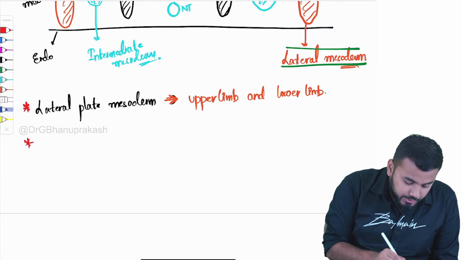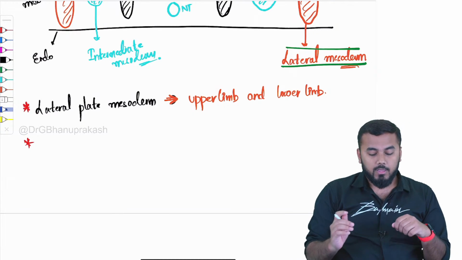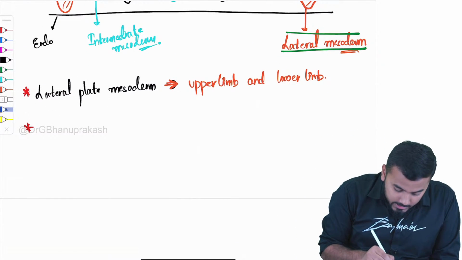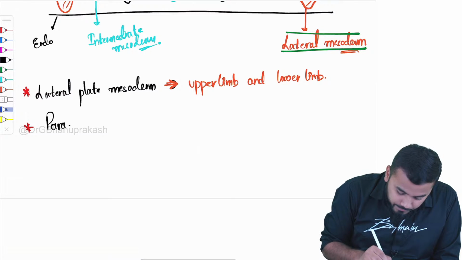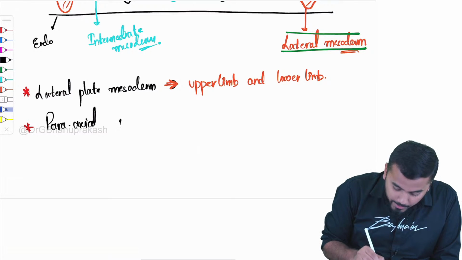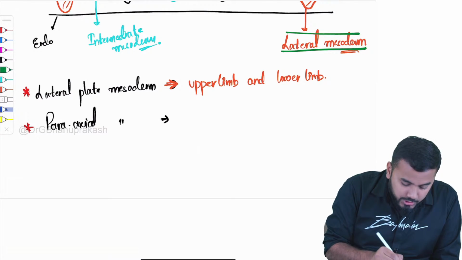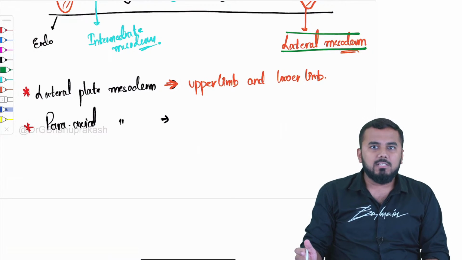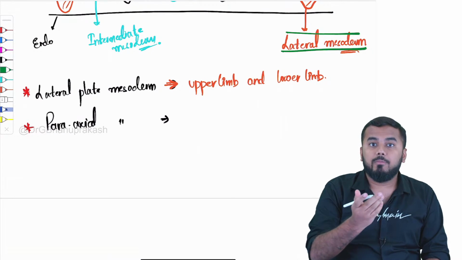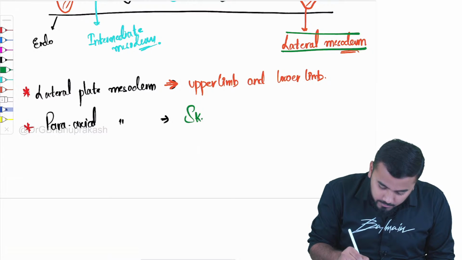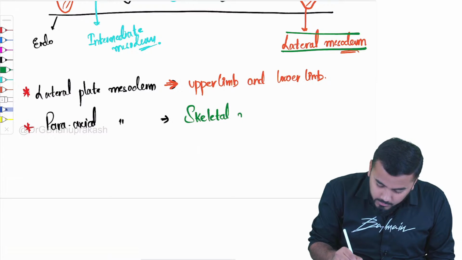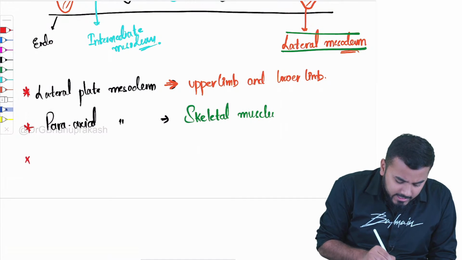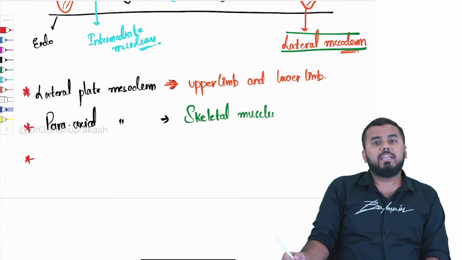The second important MCQ is about the paraxial mesoderm, which you were also taught. Paraxial mesoderm, in the future, is going to develop into your skeletal muscles. All of your skeletal muscles are developed from the paraxial mesoderm. Skeletal muscles.